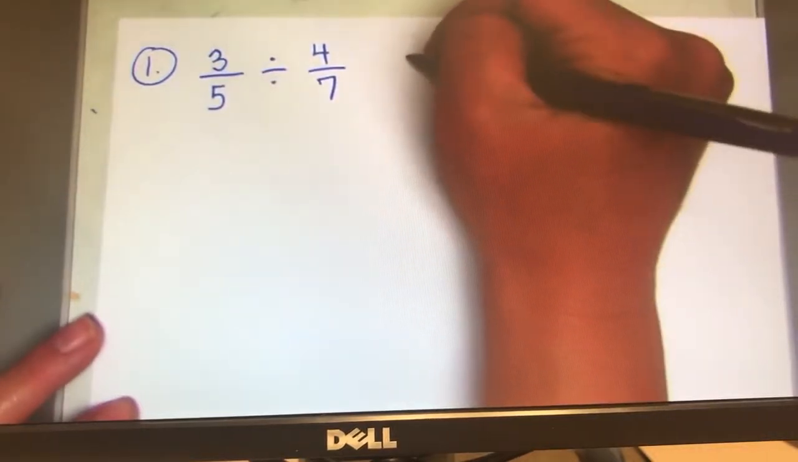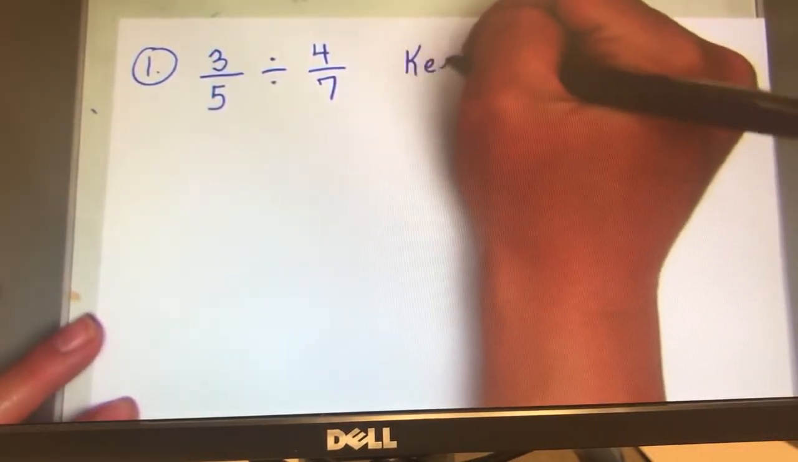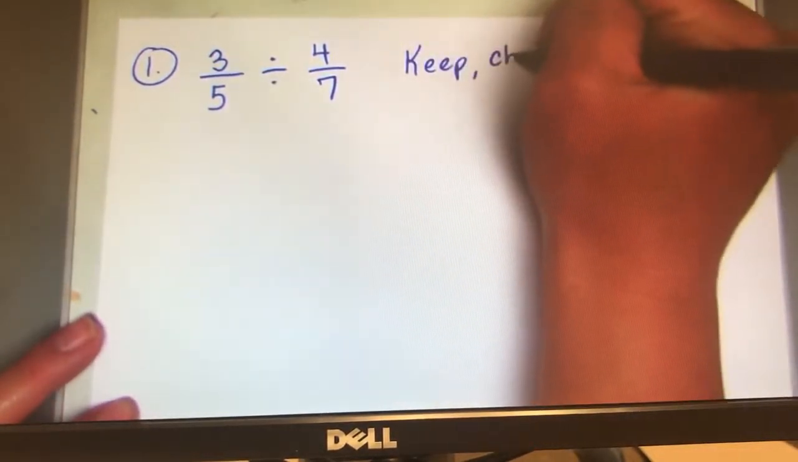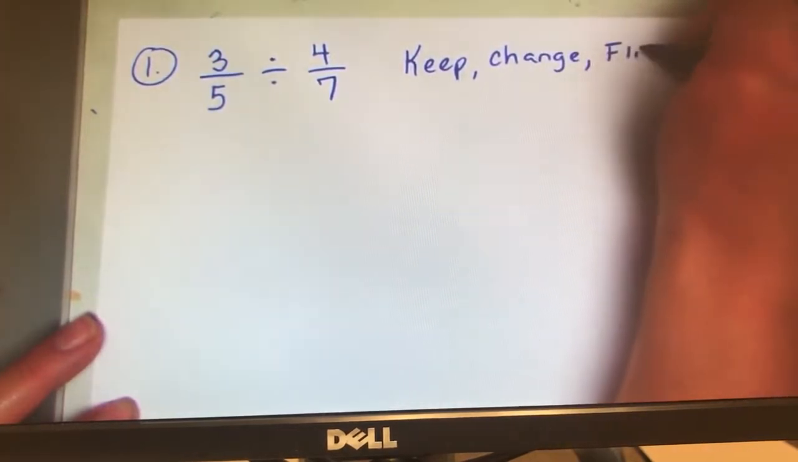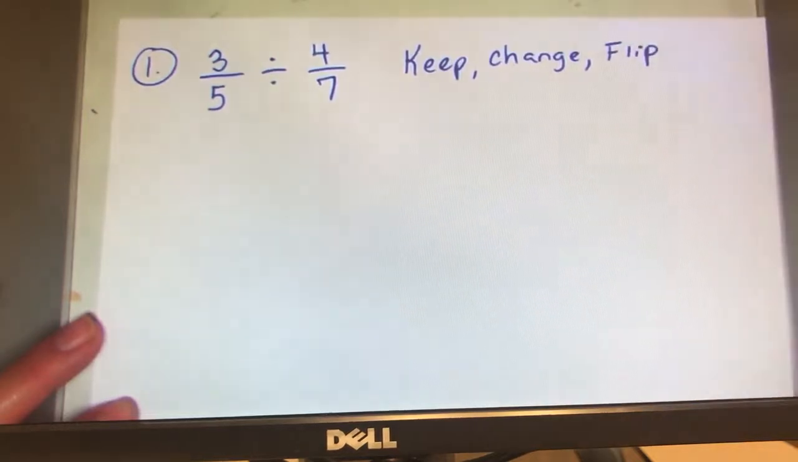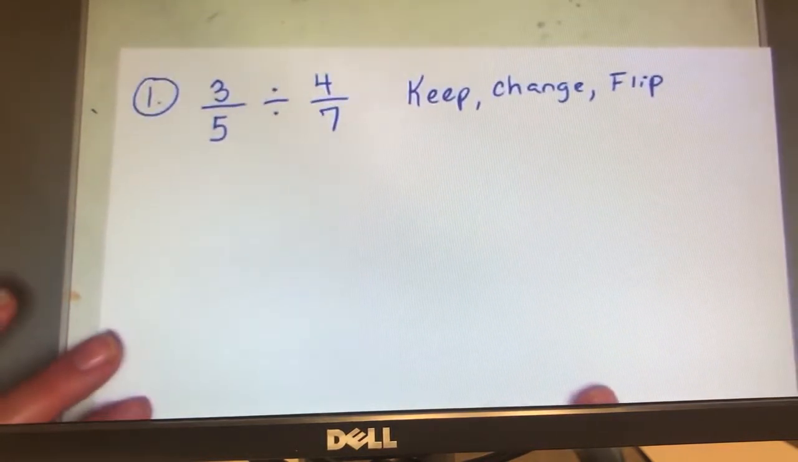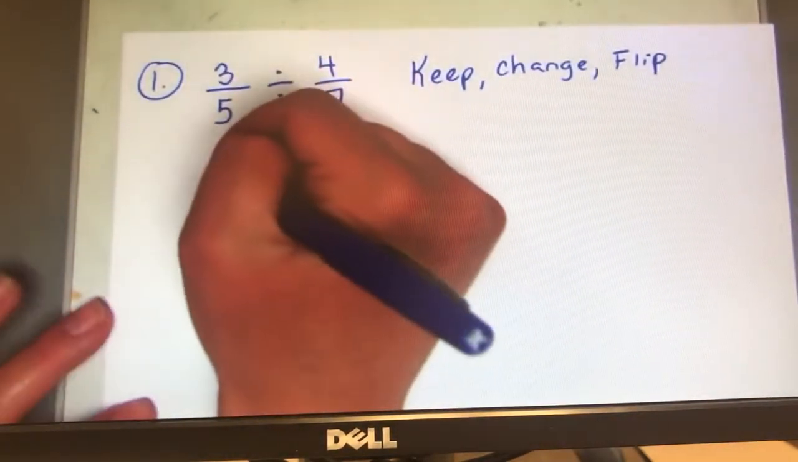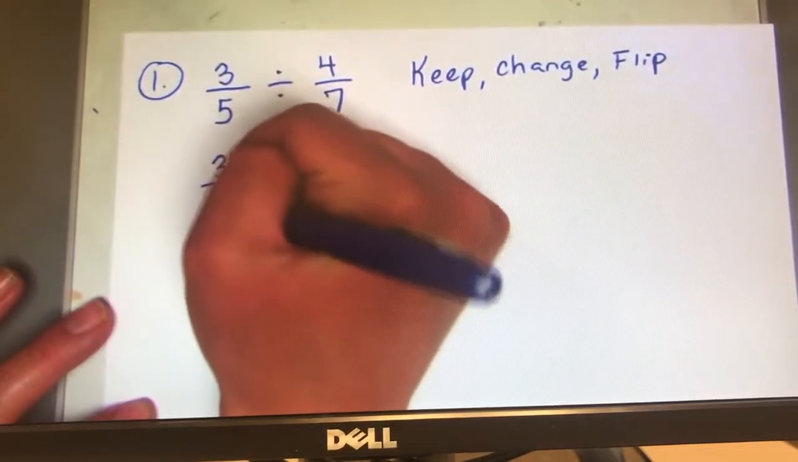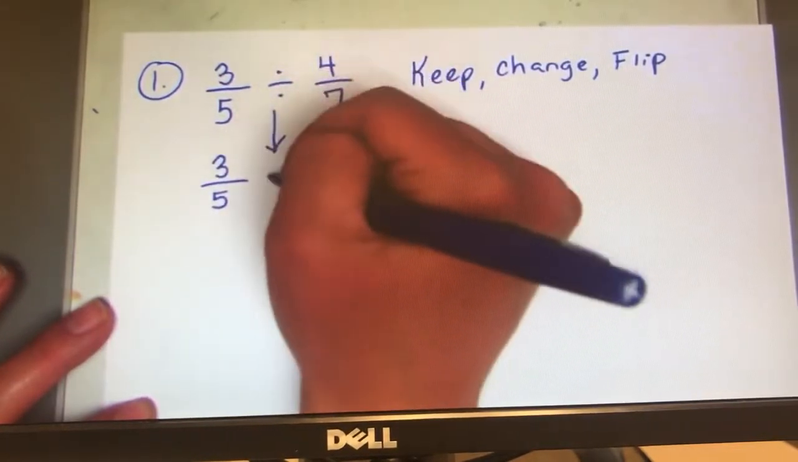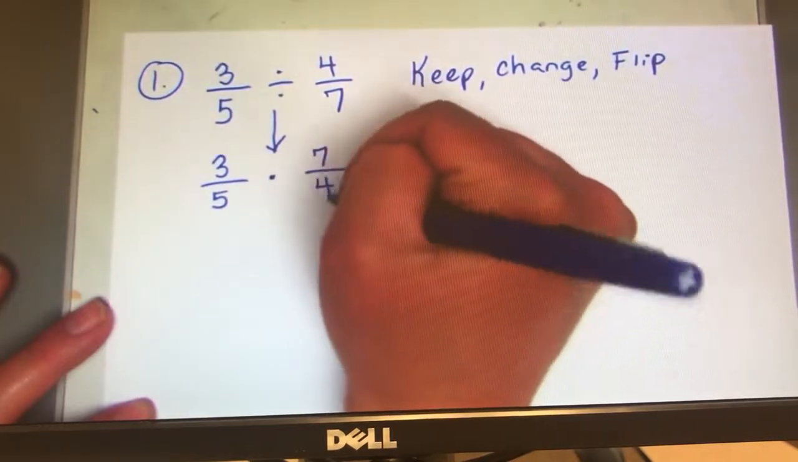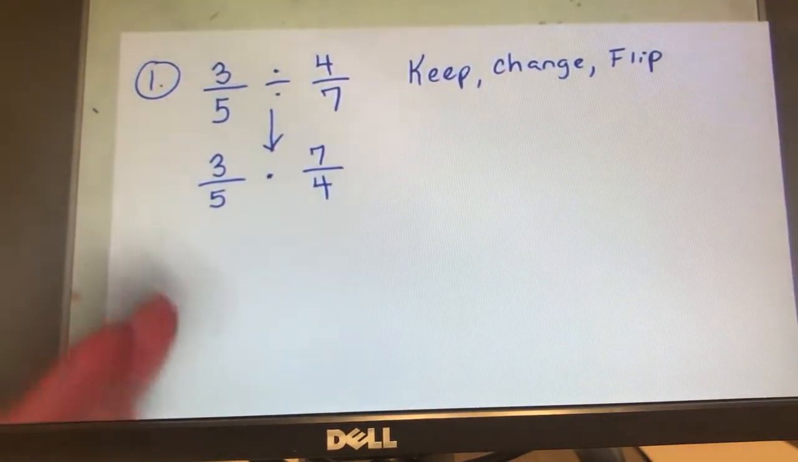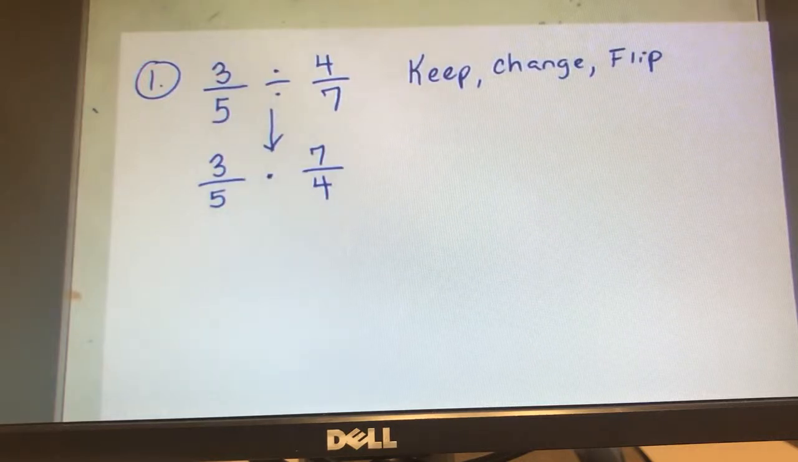And a quick way I remember this is a little saying I call keep, change, flip. And this is only for dividing. You only do this for dividing, okay? And this means we're going to keep the first fraction 3/5, change division to multiplication, flip the second fraction to 7/4. And so now we've changed it into a multiplication problem, which we've already learned how to do, and now we'll just go on from here.